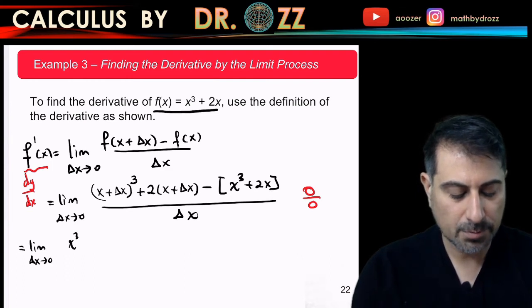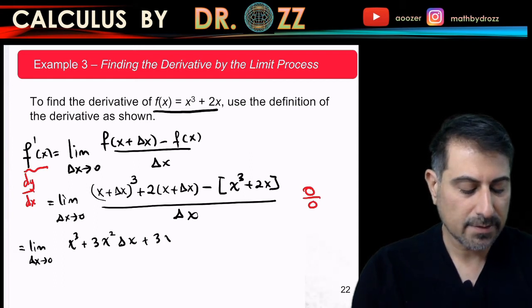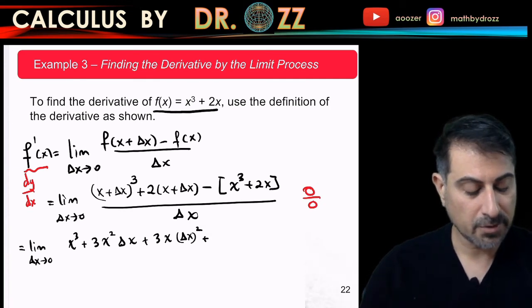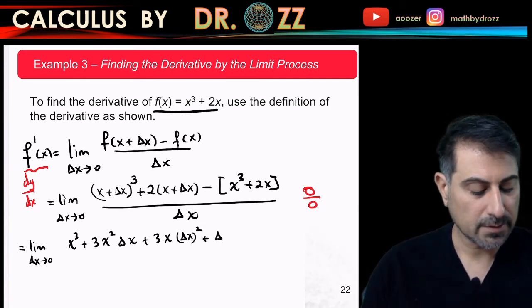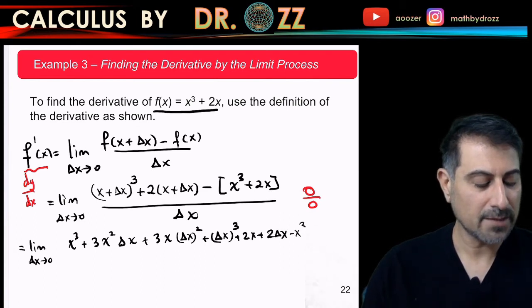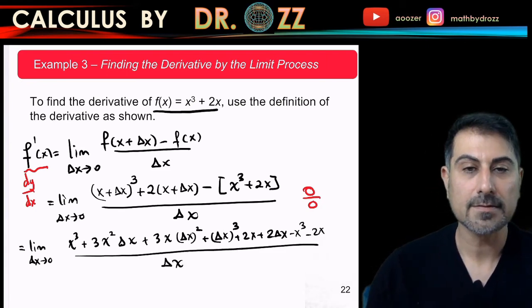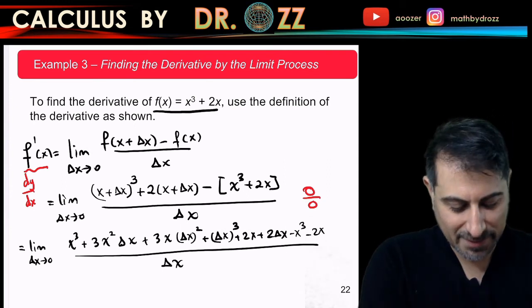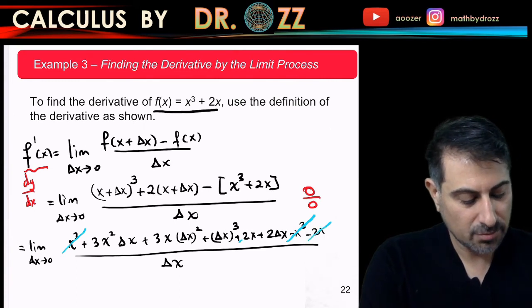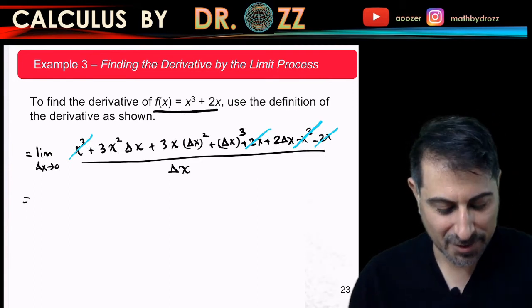So this is x cubed plus 3x squared delta x plus 3x delta x squared, plus delta x cubed. This is the cubic power, by the way, I'm using the expansion of that. Plus 2x plus 2 delta x, minus x cubed minus 2x. And then this is all divided by delta x. All right, let's see the cancellations here. So we have x cubed canceling this x cubed, and we have 2x canceling out this 2x. All right, let's continue from here.